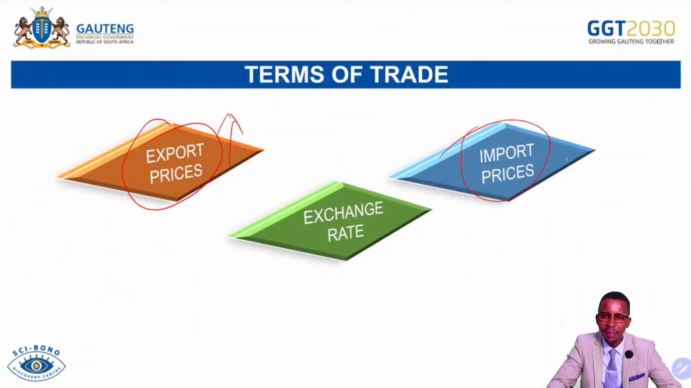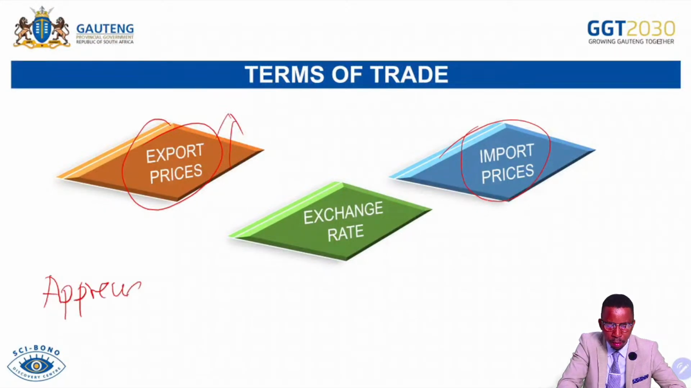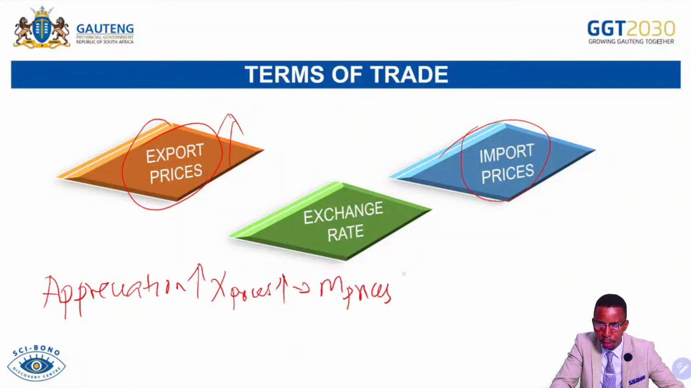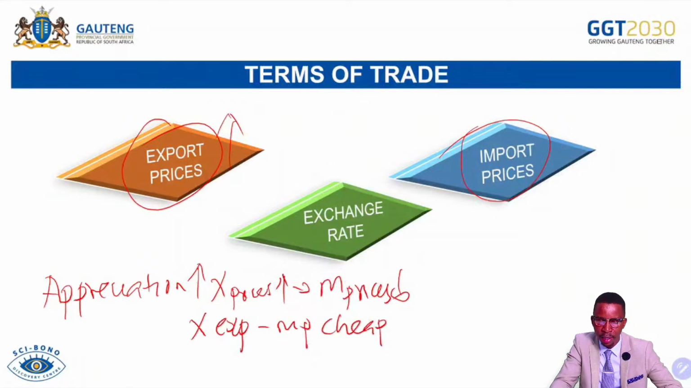So let's check. Let's say our currency is appreciating. So we'll say appreciation. Our currency is gaining strength. Then as the currency appreciates, what is going to happen? The export prices will increase, and then import prices will decrease. And then exports will be expensive, and then imports will be cheap. And then what is going to happen? The terms of trade will be increasing.